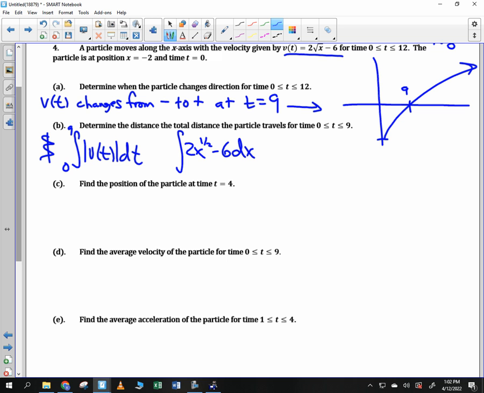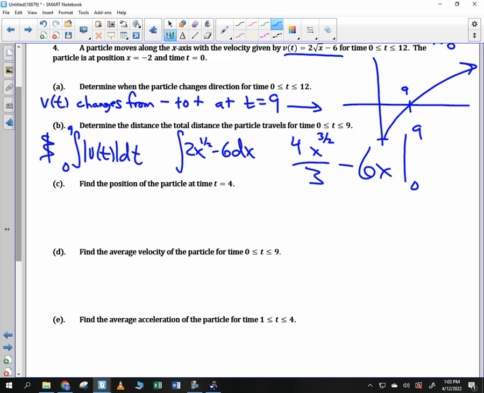2x to the 3/2 divided by 3/2, or multiplied by 2/3. So you're going to get 4/3 x to the 3/2 minus 6x. And we're going to evaluate that where? 9 and 0. Okay.